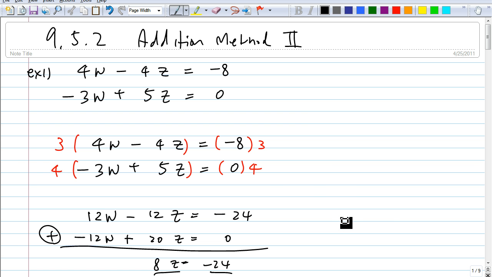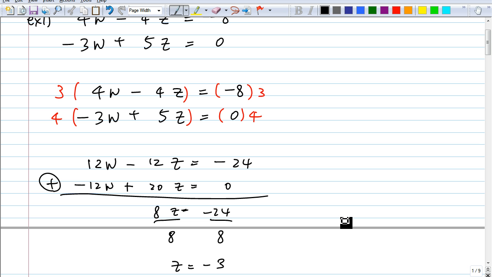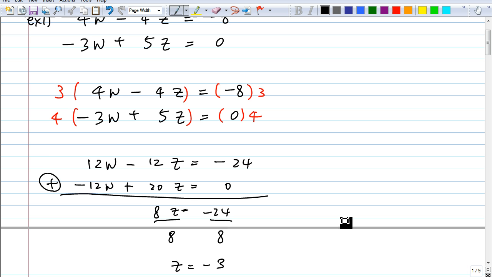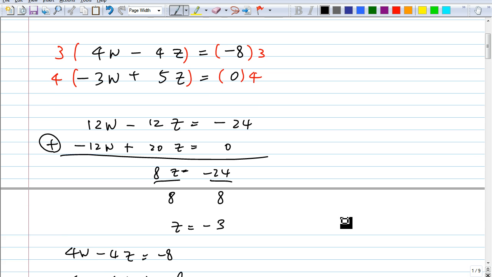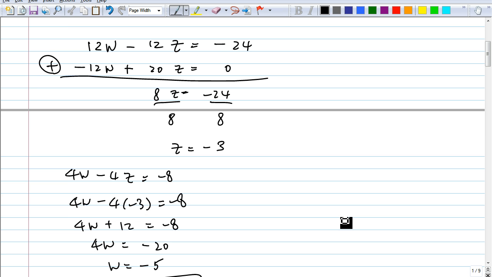Good. And of course, when you get 8z equals -24, divide both sides by 8, and you get -3. Once you find that z is -3, all you have to do is plug it into your original equation. Which one would you like to use? First one or the second one? Doesn't matter, right? So did you all do this? What did you get when you plug it in? -5. Okay, I plugged into the first one and got -5.